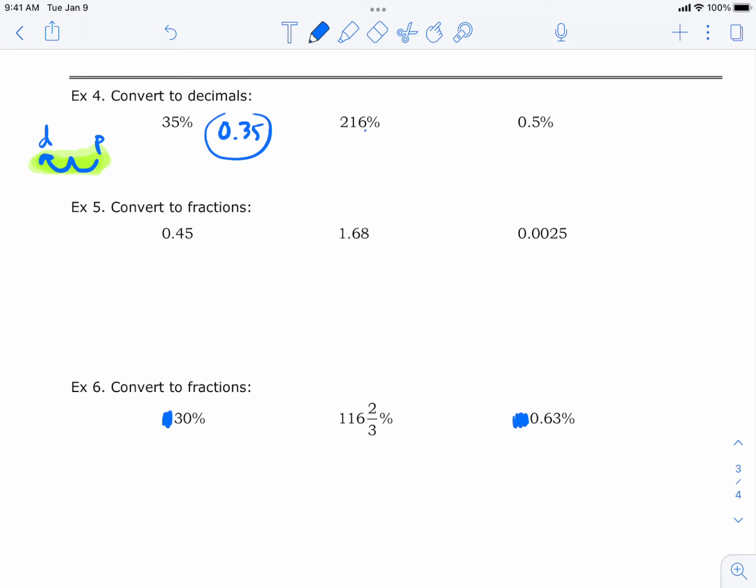This is 216, the decimal's there. So if I go back 2 places, it's a 2.16. Remember, whenever you have over 100%, it means you have more than 1. So if you have more than 200%, you have more than 2, and that's why we're getting 2.16.